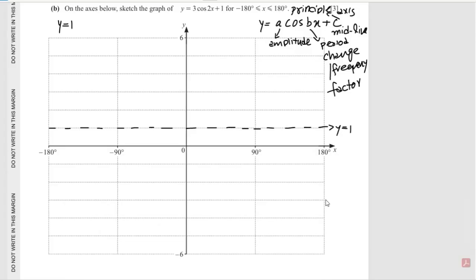From your line 1, if you add 3, you go to 4. So it goes max 4 and min, 1 minus 3, which is negative 2. You can even coordinate your graph like this as well. It helps you understand that your graph cannot exceed 4 or fall below -2. So that's the range of this trig function.